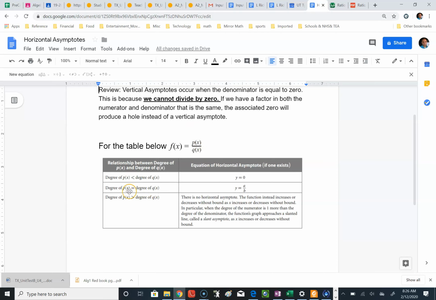Now, second case, the degree of P of x is equal to the degree of Q of x. We're going to have A divided by B. What is the A divided by B? Well, we need to add another note here. Okay.